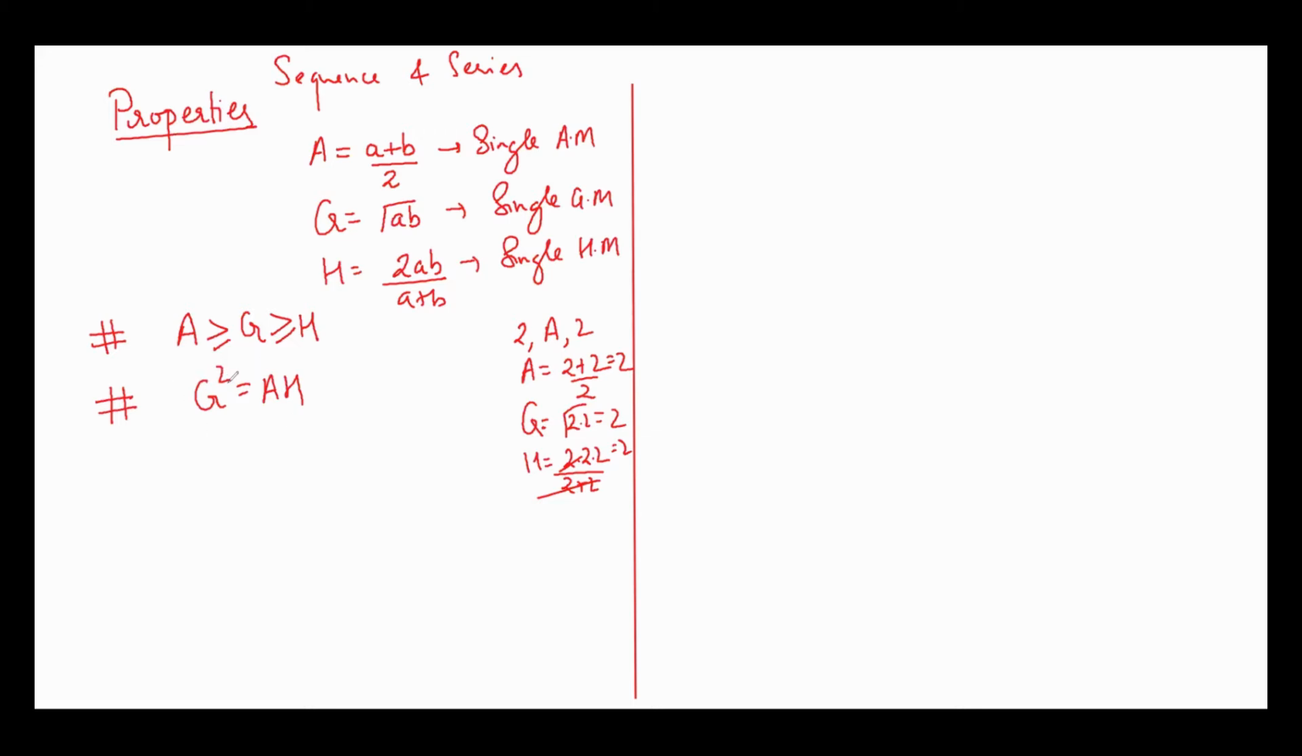No matter they have not given us the values of a and b, but they have given us the values of geometric and arithmetic mean. So using this equation, you can find out the harmonic mean.